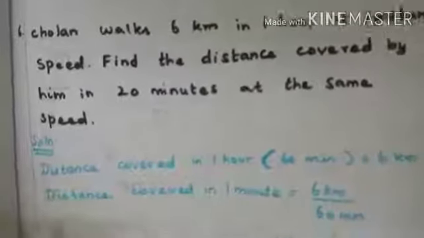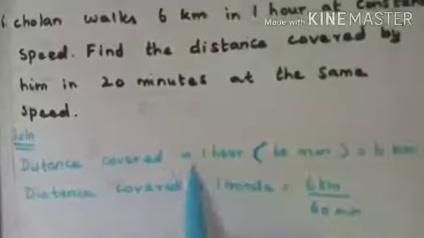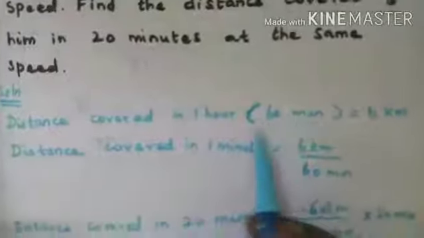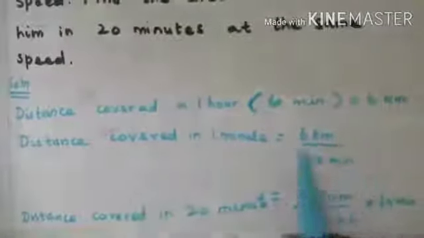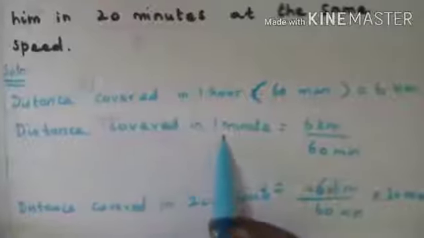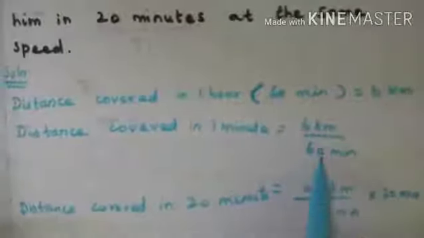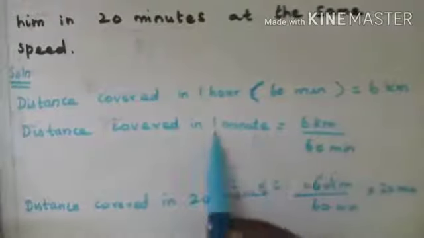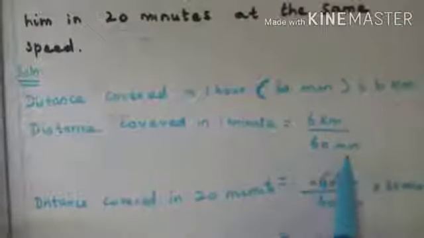So you see here, distance covered. We write this first line: distance covered in 1 hour, that is 60 minutes, equal to 6 km. Now distance covered in 1 minute. 1 hour means 60 minutes, 6 km. Therefore 1 minute is 6 km divided by 60 minutes.